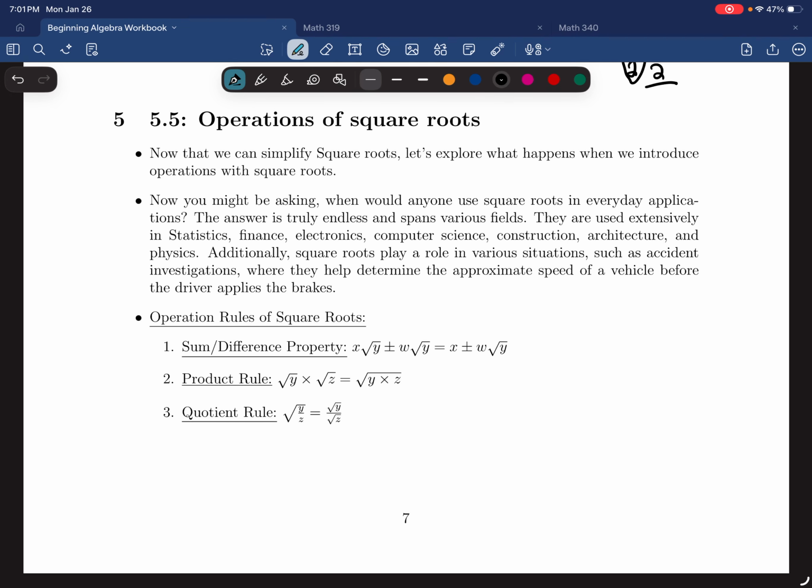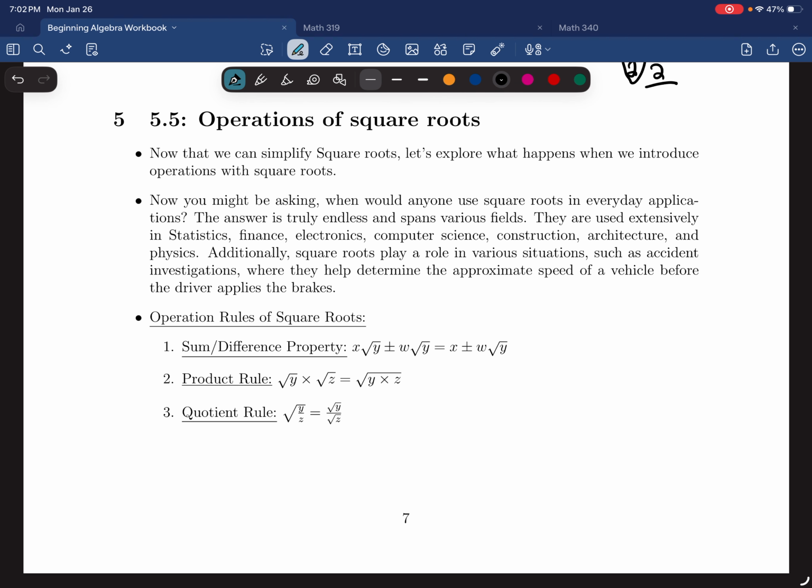So now that we've done a little bit of square roots and we learned how to simplify them, now it's time to dive into how to conduct operations with square roots. So essentially what we're going to be doing in this section is order of operations, like we did in the first unit using PEMDAS, but we're going to be doing that with square roots.